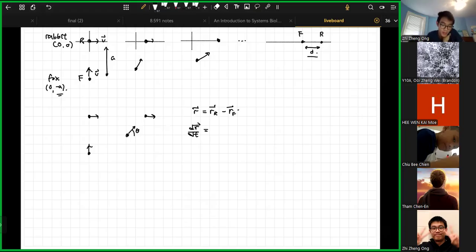Number one, the change in the magnitude of r is just going to be negative v minus v cos theta.